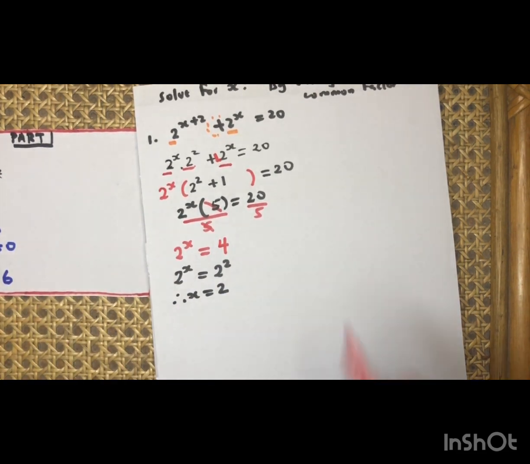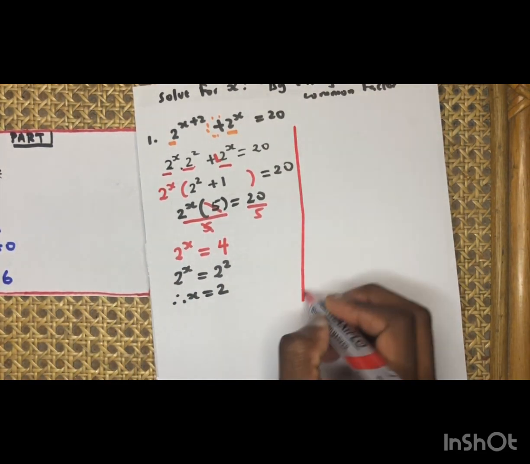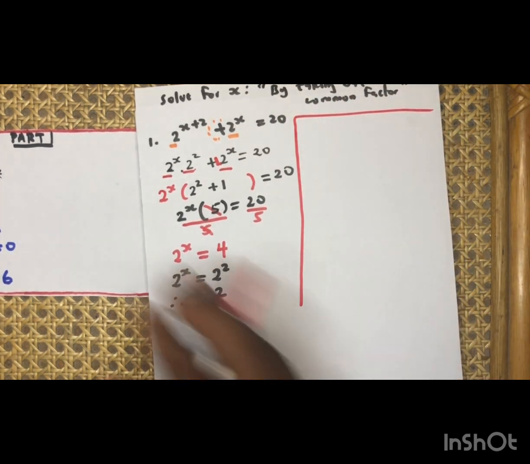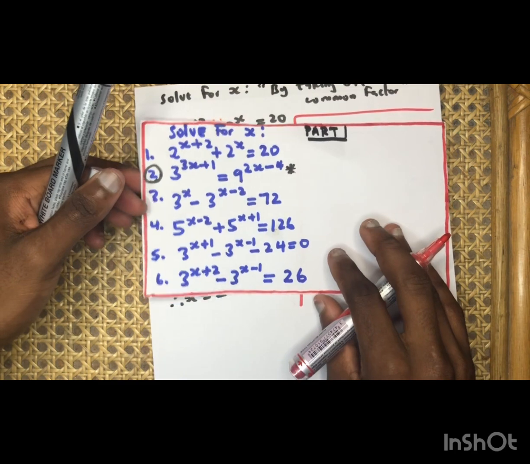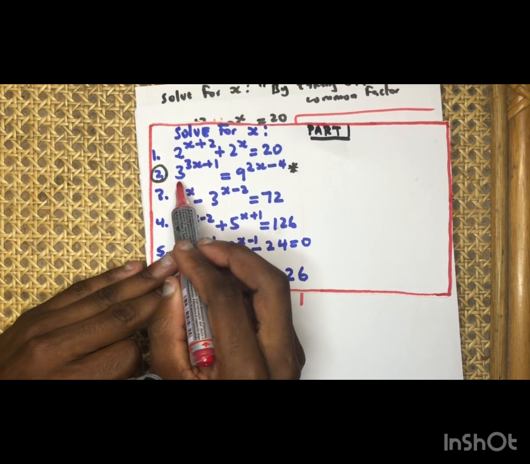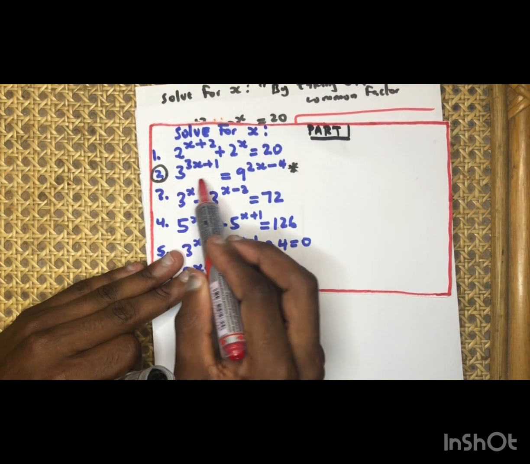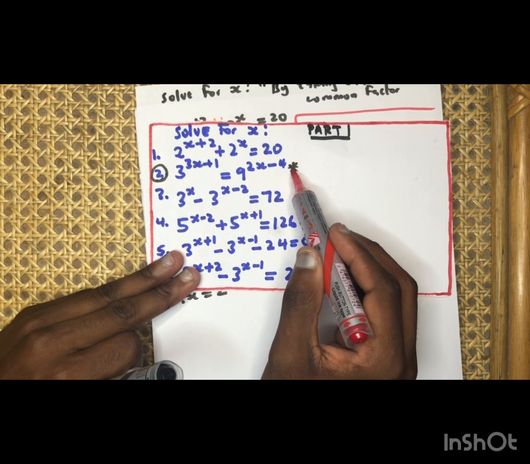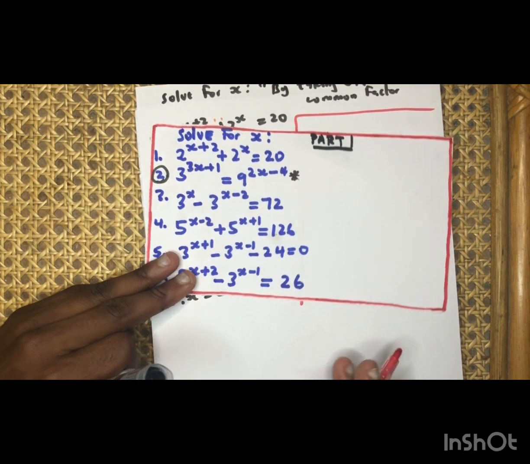Right, let's see what you have. The next question, I'm going to answer it here, guys. So the next question, okay, we won't do this one, number 2, because there's no common factor here. Hence, we put a star here. So I'm going to take number 3.